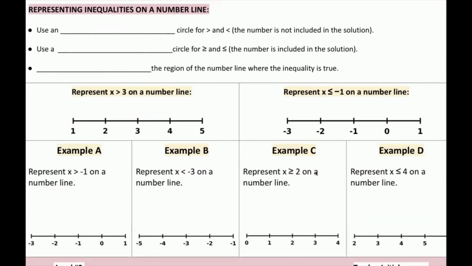When we represent inequalities on a number line, we'll use an open circle for greater than and less than. That means the number is not included in the solution. And we'll use a closed circle for greater than or equal to and less than or equal to. So step 1 is we put a circle at our number in our solution. And then our next step is we're going to shade the region of the number line where the inequality is true. So let's practice with a few examples.